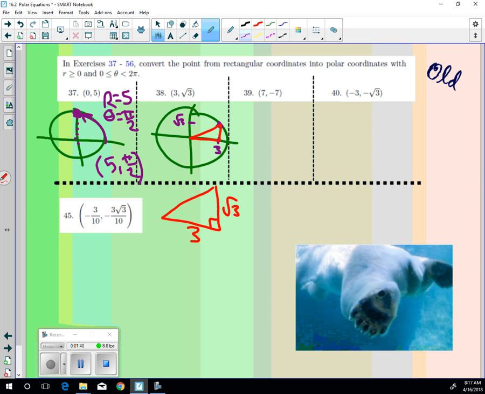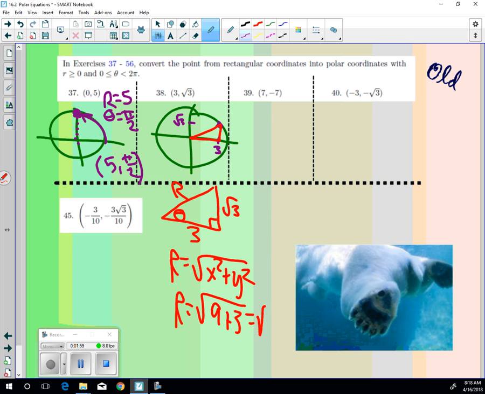Now, with that knowledge, can you find this hypotenuse and this angle? The hypotenuse is called r, and the angle is theta. R is easy. It is the square root of x squared plus y squared. It's the Pythagorean theorem, our best friend. 9 plus 3, square root of 12. Now, for the angle, what relationship is there between square root of 3 and 3? Sine, cosine, or tangent? Tangent. The tangent inverse of square root of 3 over 3.